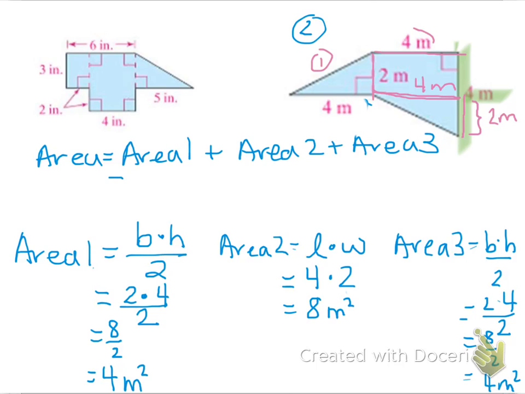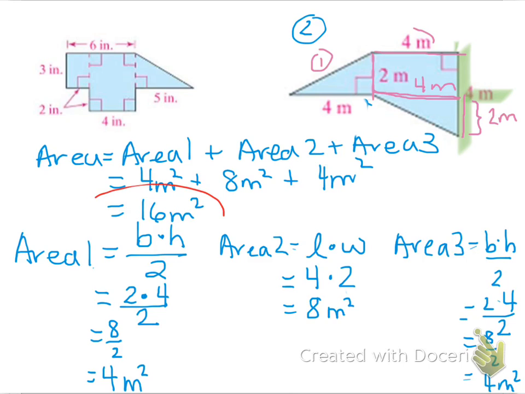Now we just need to combine them back together. So area 1 is 4 meters squared, plus area 2, which is 8 meters squared, plus area 3, which is another 4 meters squared. 4 plus 8 is 12, plus 4 is 16. So the area of my shape is 16 meters squared.